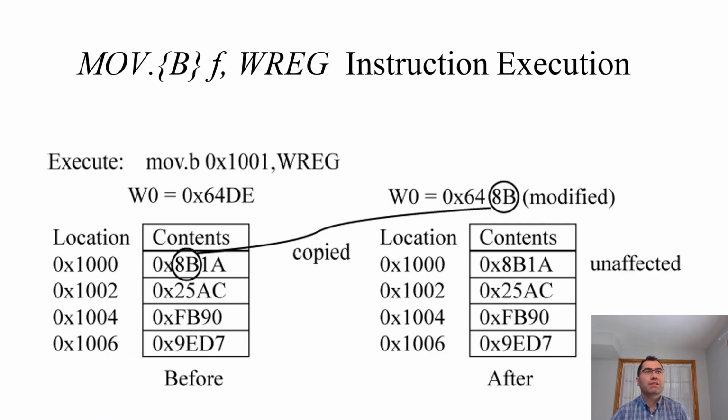Okay, so this is an example of the same instruction. Let's see what's going on in the memory, and this is what's going on before, right? So this is before, and this is after. So this is the instruction. It says move.b. So this is a byte operation. Copy the content of the least significant byte of the content of this address into WREG.